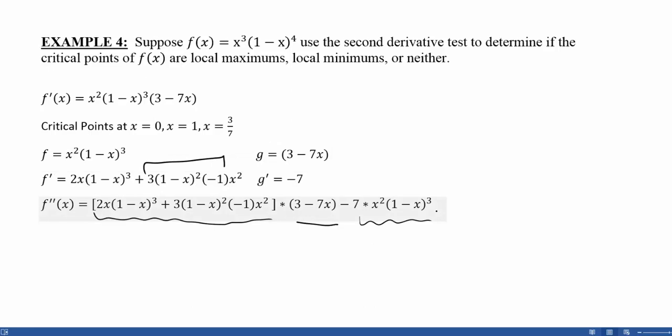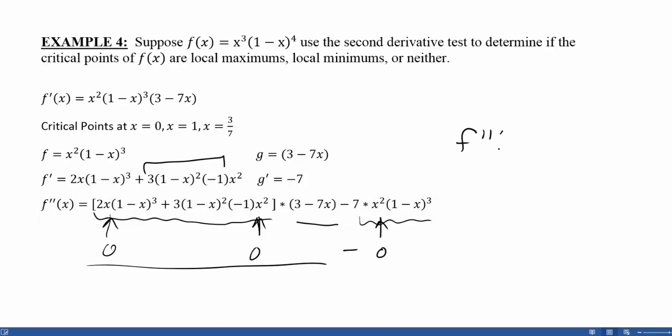Now, once I have my second derivative, again, I want to plug in my critical points to try to determine if the second derivative is positive, negative, or 0. If I tried to plug in a 0, what's going to happen here is that this first term is going to be 0. This term is also going to be 0 because of the x squared, and it's multiplying this. So this whole first part here is going to be 0 minus, and then this term's also going to be 0. So when I plug in a 0 into the second derivative, I get 0. So the test is inconclusive.